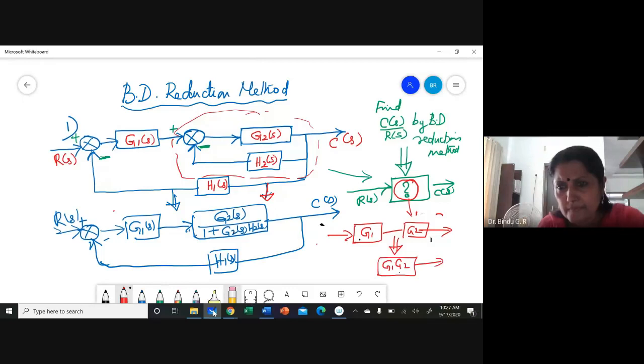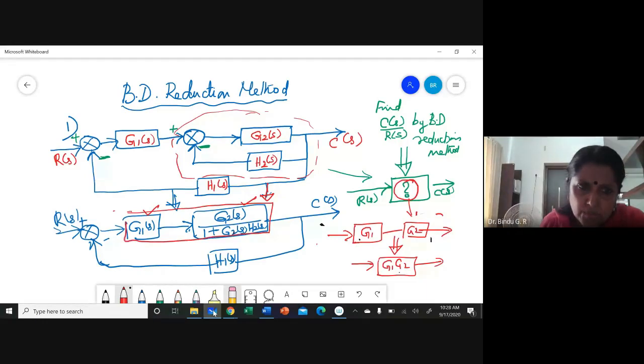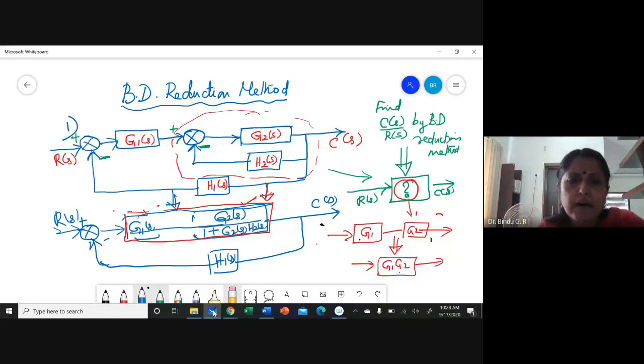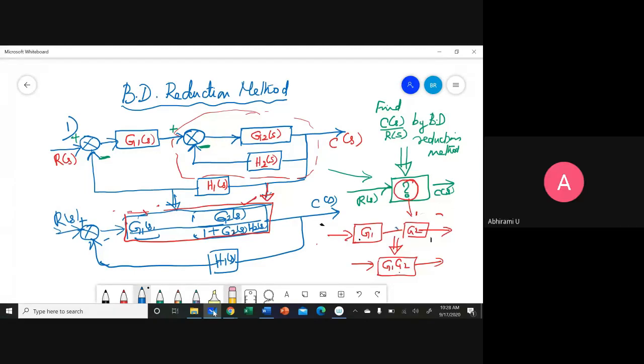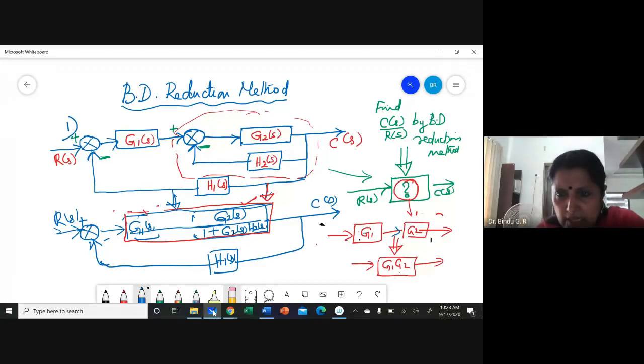Okay? This is possible. So here I have one G1S and I have another block here. This together I can combine, isn't it? I can combine this into what? G1, G2 divided by 1 plus G2S, H2S. Is that okay, Abhirami? Yes, ma'am. Two blocks you can combine them, multiply them. So now I have combined them.